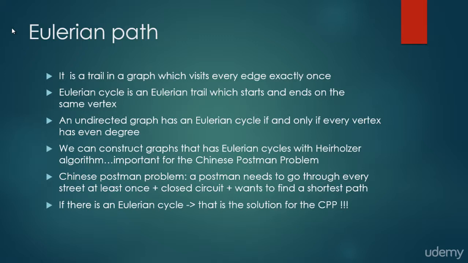So why is the Hamiltonian cycle important? Because we can reduce the traveling salesman problem to finding the Hamiltonian cycle. And why is it important to solve the Eulerian path? Because we can solve the Chinese postman problem. We can reduce the CPP to finding the Eulerian cycle. So that's all I was going to say about this topic.